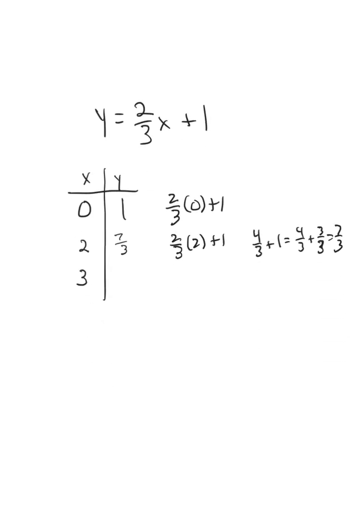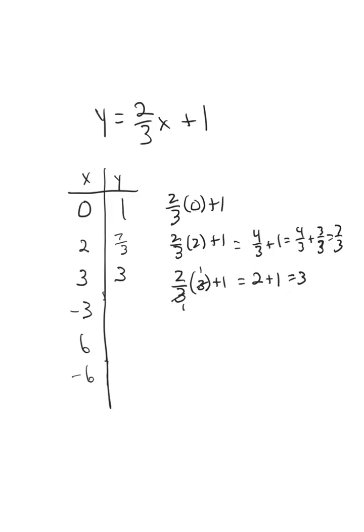But whereas if I had plugged in 3, watch what happens there. Well, 2/3 times 3 plus 1. Well, guess what? The 3's cancel. So this is going to work out a little bit easier here. That would be 2 plus 1, which is 3. There we go. That's an easier point to plot. Same would work if I did -3 or 6 or -6, because those would all cancel out that denominator.